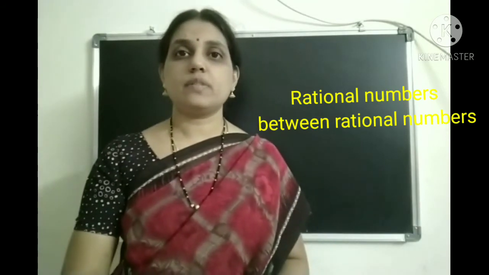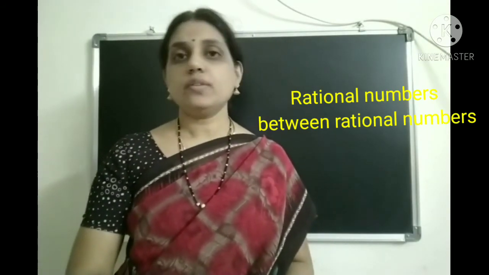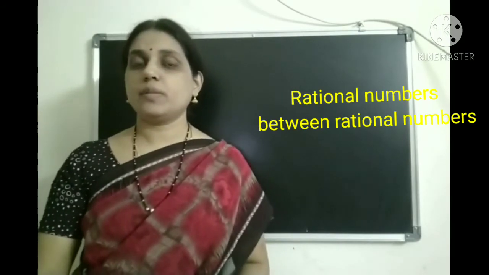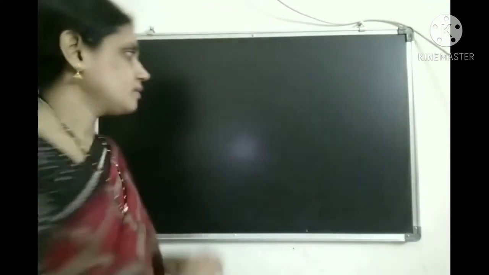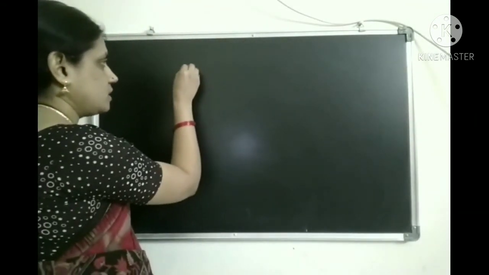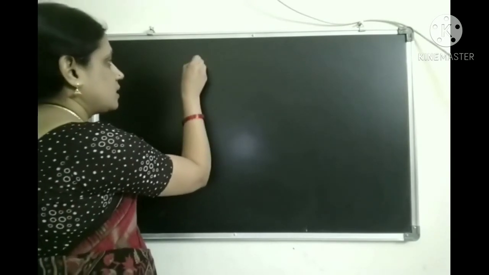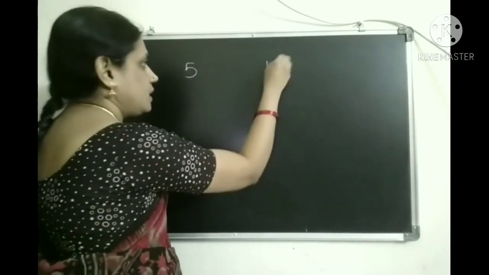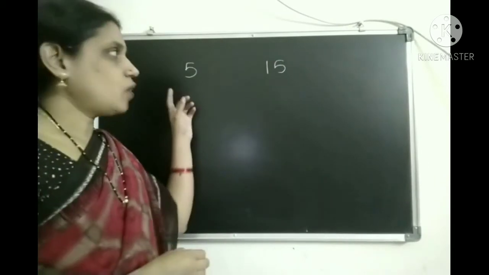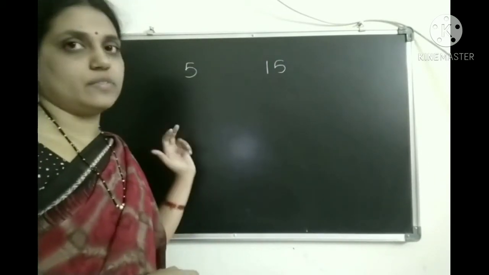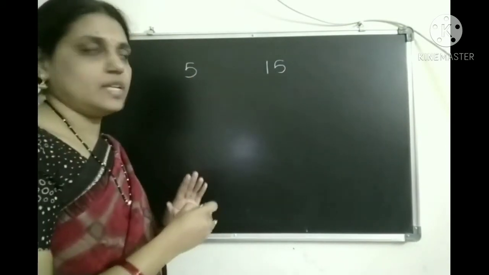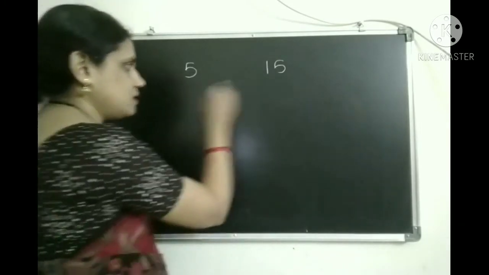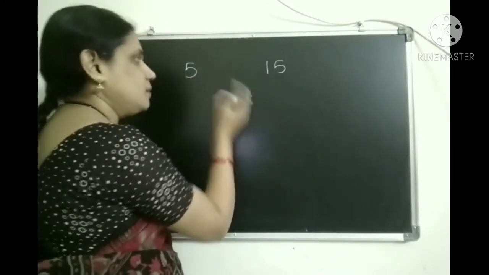Children, the next concept is rational numbers between rational numbers. Can you guess how many rational numbers will be there between any two given rational numbers? We will see. Before that, I want to ask one question. Suppose you take 5 and 15. How many integers are there between 5 and 15? What is the procedure to find out the number of integers between any two given integers? You have to find the difference and then minus 1.